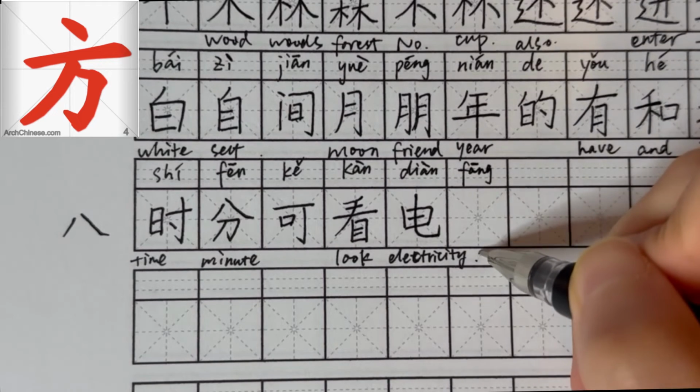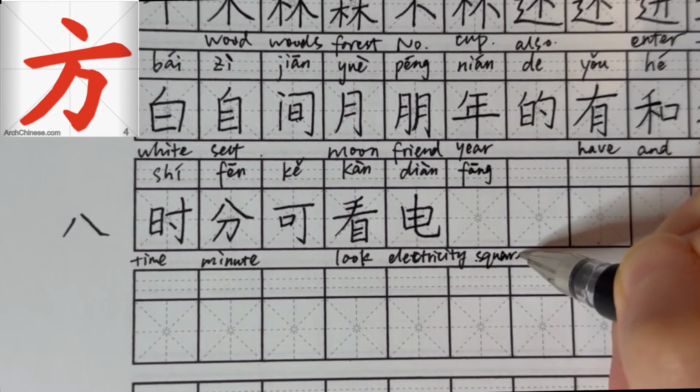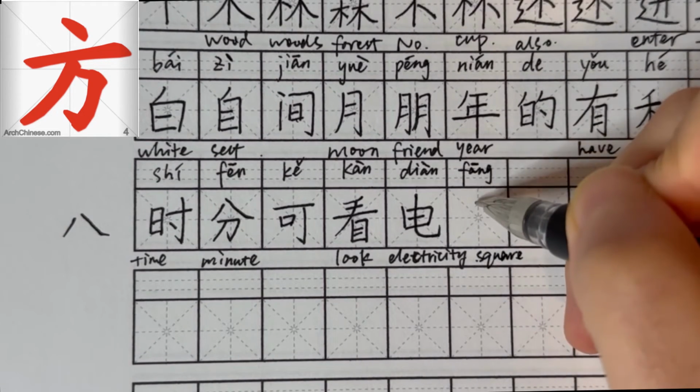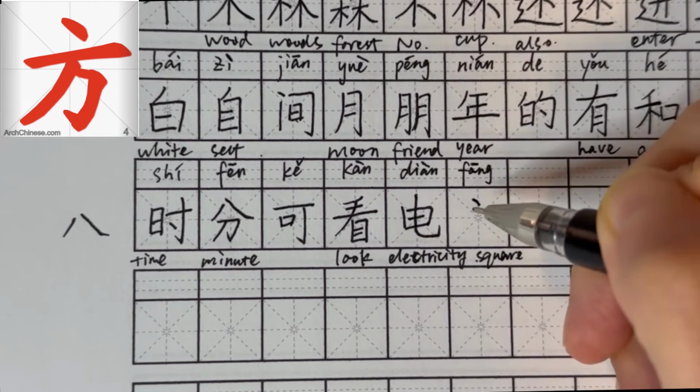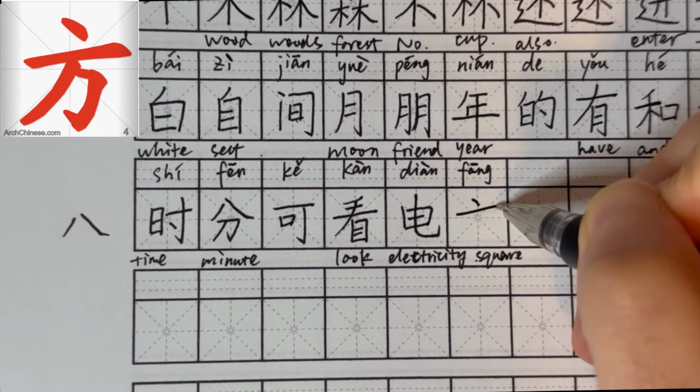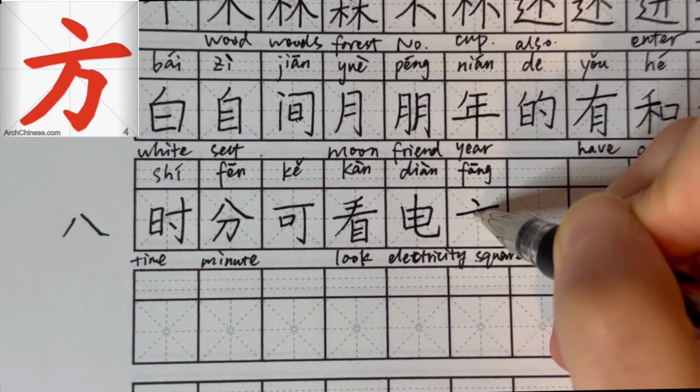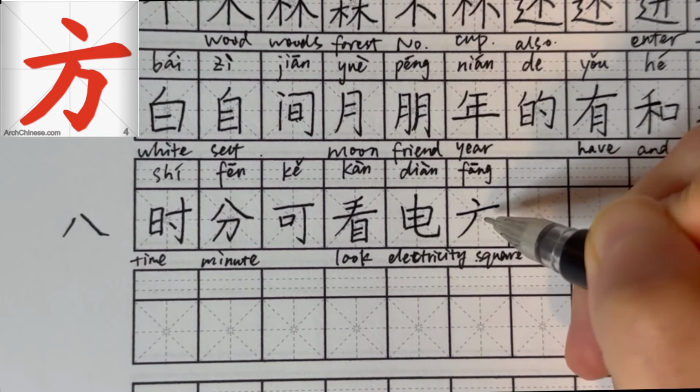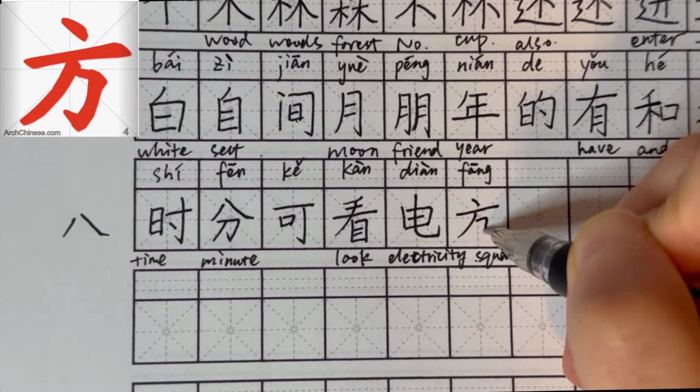Next character. 方. Fāng means square. Also a simple character. 点. 横. 撇. 横折钩.